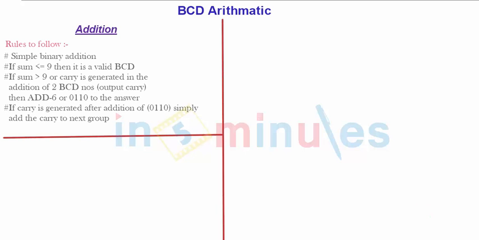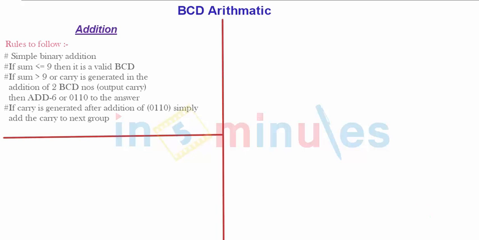In this presentation, we will see the BCD arithmetic operations. BCD stands for binary coded decimal. Before proceeding to direct addition and subtraction of the BCD numbers, first of all we need to understand the rules behind the BCD addition. So let us start with the BCD addition.